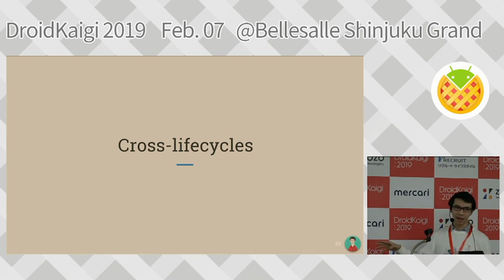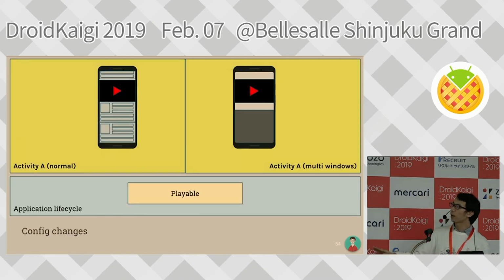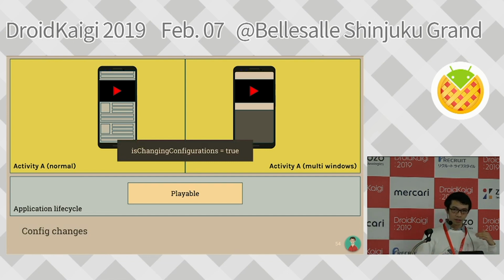This is where the magic happens. This is how I managed to bring the playable from one state to another, even across activities and across a lifecycle, and still keep it playing without discontinuity. Say we have an activity in normal mode, and when you open it in multiple-windows mode, it will be there on the left and on the right. We have this flag set to true when it is changing state, and the global singleton observes the activity lifecycle callback and knows that this playable should continue to be played. So there is no discontinuity.